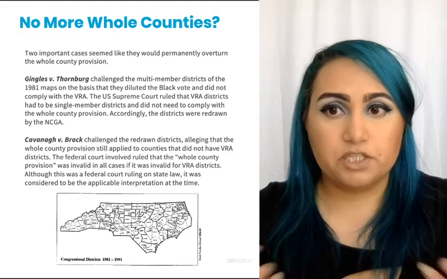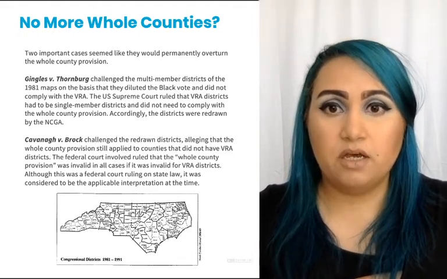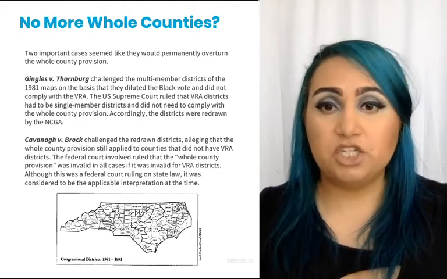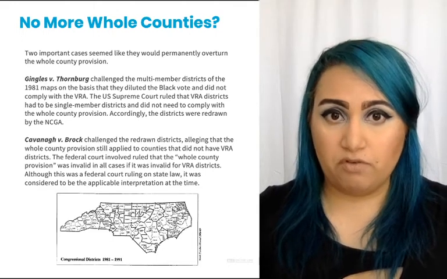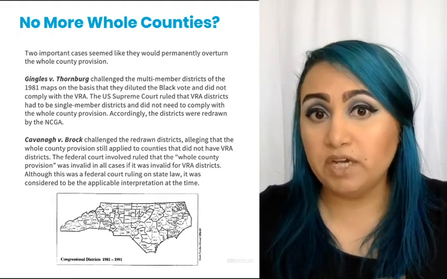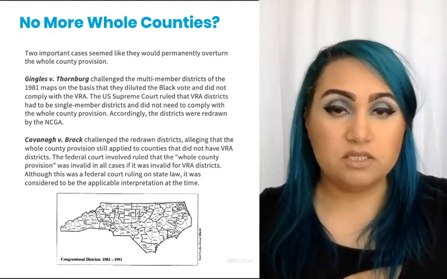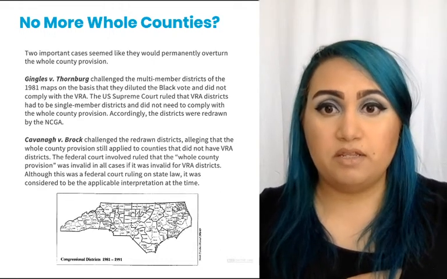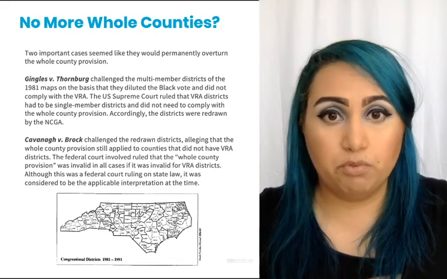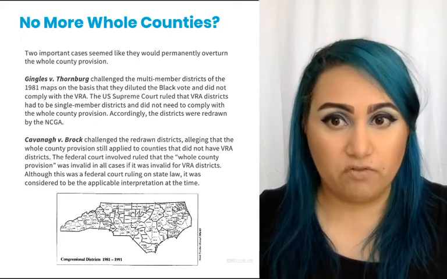So in this case, the U.S. Supreme Court decided that VRA districts have to be single-member districts, and that they don't need to comply with the whole county provision of our Constitution, because the whole county provision contradicts the Voting Rights Act, and federal law takes precedence. So after that case, the districts were redrawn without regard to the whole county provision in a lot of places. So then there was a second case called Cavanaugh versus Brock.